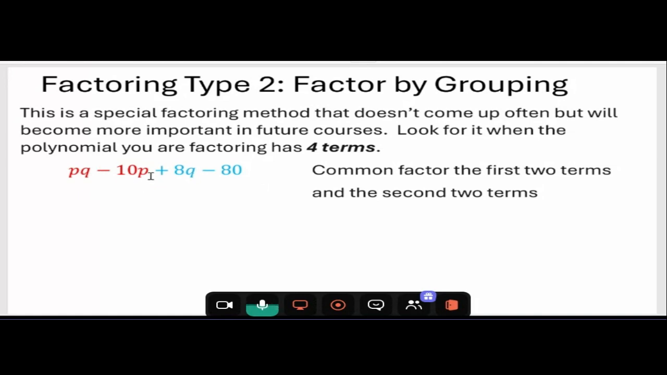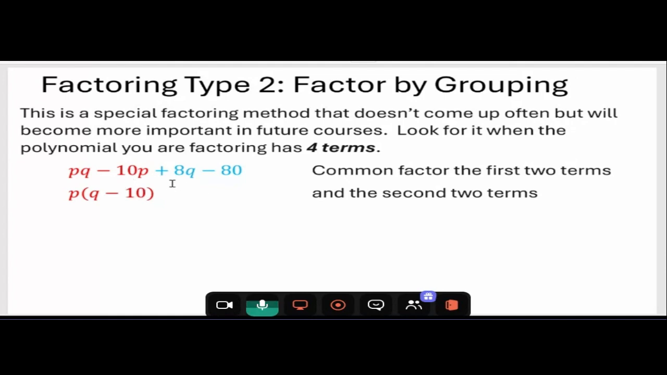A P comes out of these 2, but not those 2. A Q comes out of the first and the third, but not the others. And there's no number. 2 comes out of 10, 8, and 80, but there's no 2 in this first term, right? So there's nothing that comes out of all 4 terms. So separate the first 2 and the second 2 and common factor them. What is common to PQ and -10p? Well, they both have a p in them. That's the only thing that's common. What's left behind? Divide a p out of PQ, and you have a Q. Divide a p out of -10p, or pull a p out, and you're just left with -10.